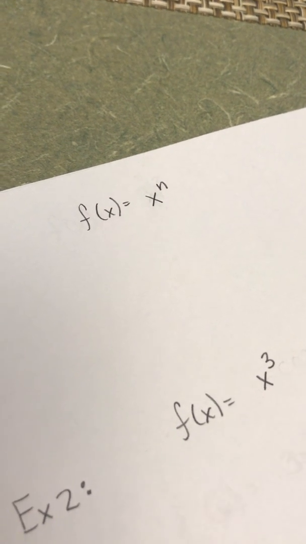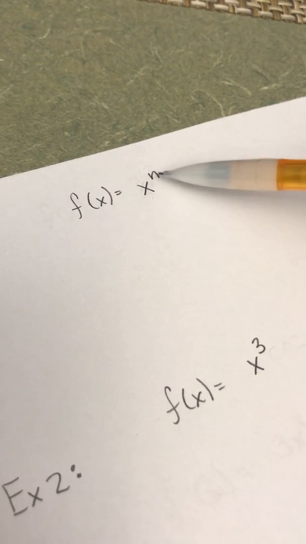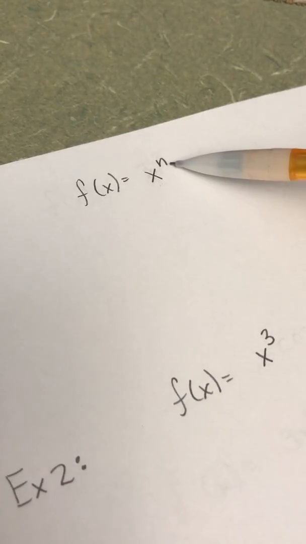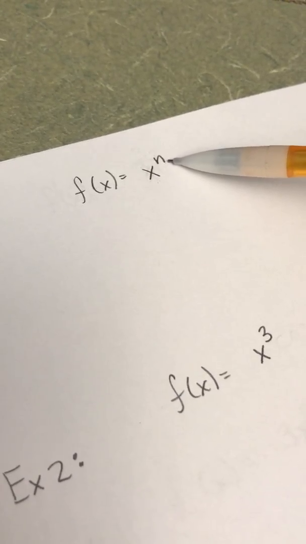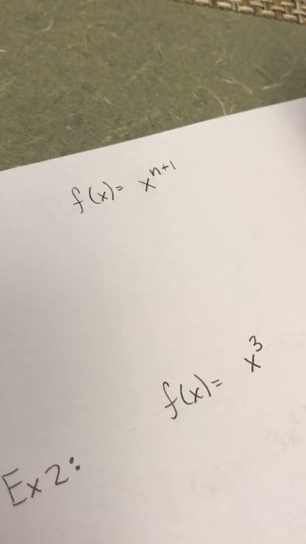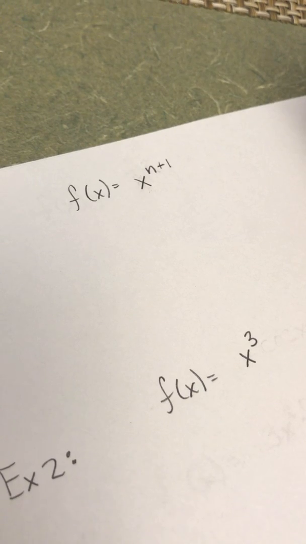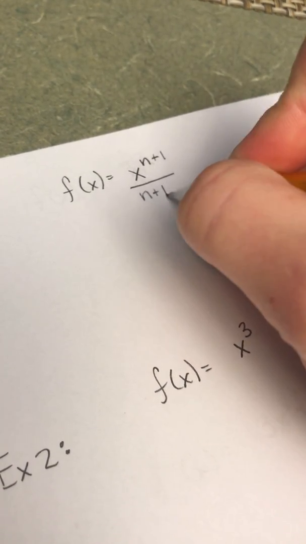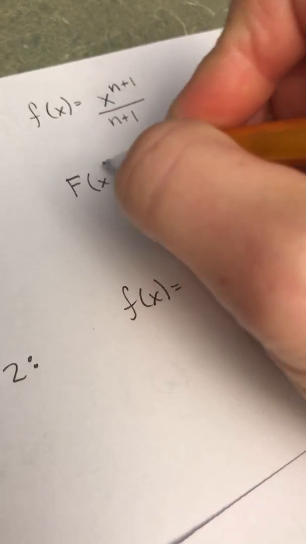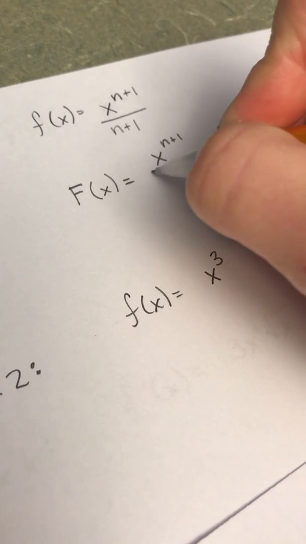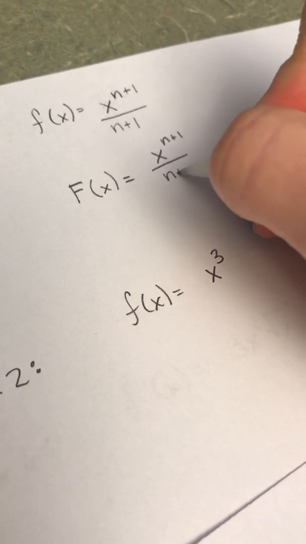Our first example is the power rule in a general expression. So if I have x to any power, what I'm going to do to find its antiderivative is add 1 to the power, which is the reverse of finding the derivative, and then divide by that entire power. So when I find the general antiderivative, I get x to the n plus 1 divided by n plus 1 plus c.